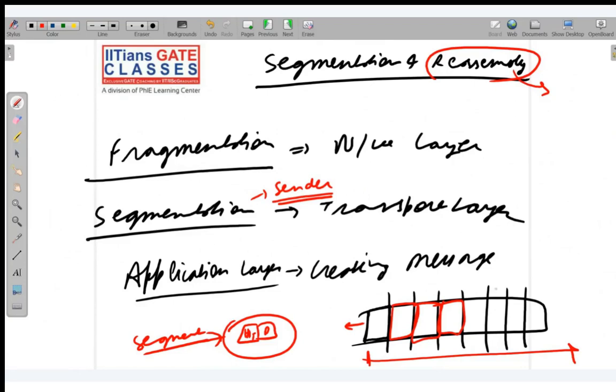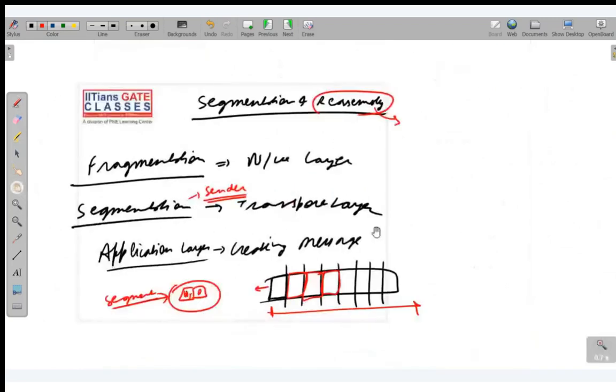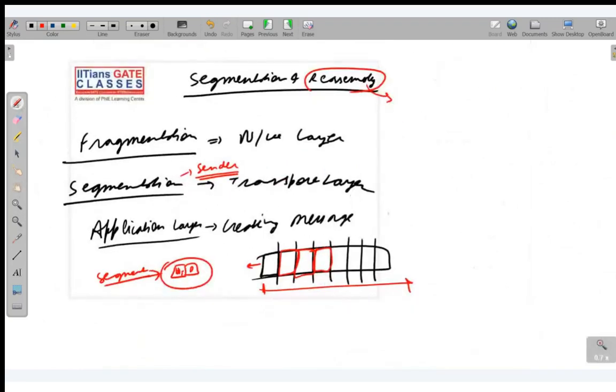It's not that the transport layer of the sender communicates with the network layer of the receiver. No, layer X on one machine communicates with layer X on another machine. Roughly I am saying layers, but actually processes are communicating, and these processes are known as peer-to-peer processes. So the transport layer at the sender side sends segments to the transport layer at the receiver side, and at the receiver side they will be reassembled.